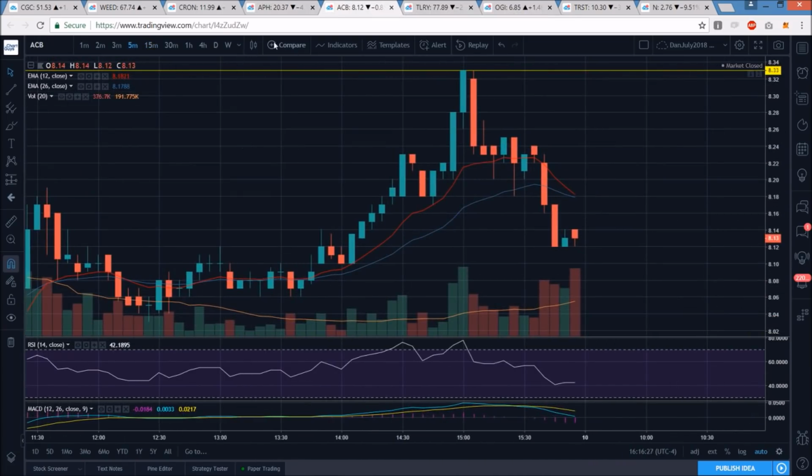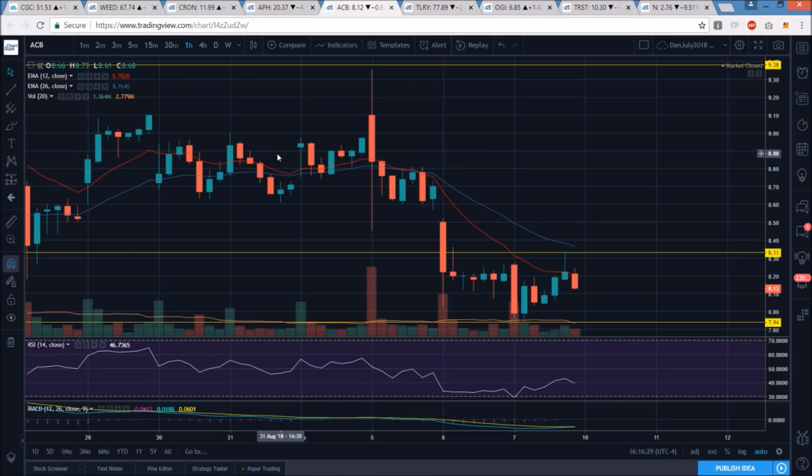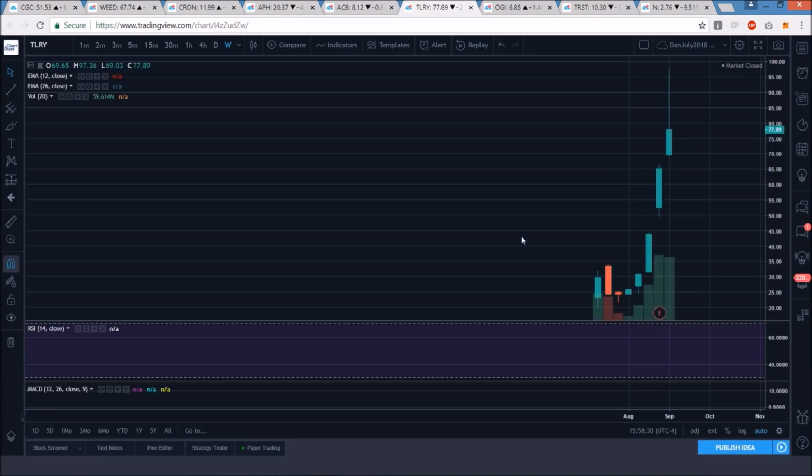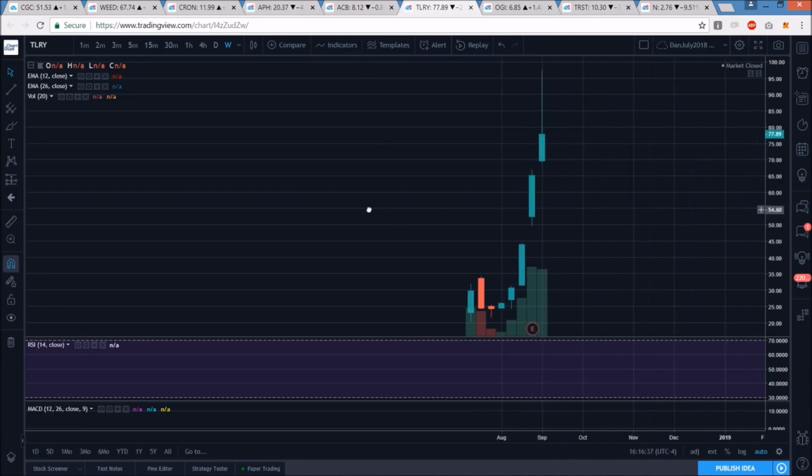So ACB, we need that hourly trend change for the bulls to shift momentum to try and see it bounce on the daily after 3 days of consolidation. Clearly, it's weaker than everybody else that we just looked at. TLRY, huge upper wick of profit taking on the weekly.